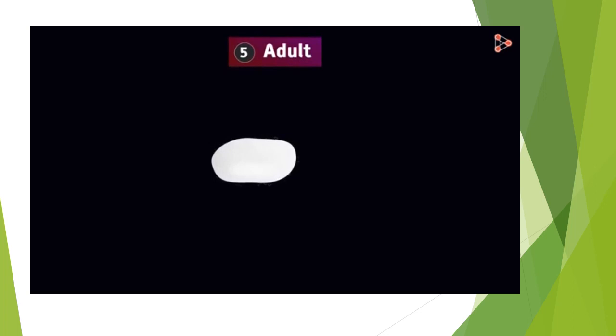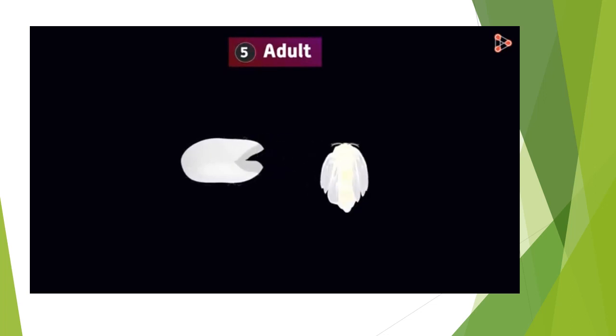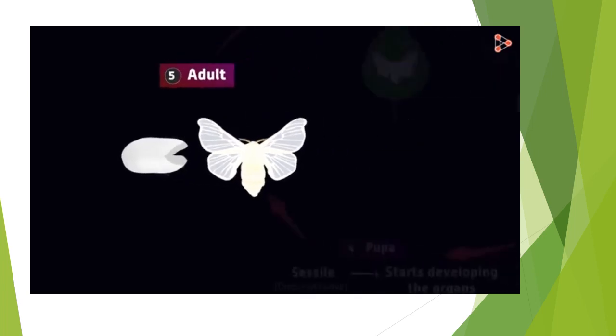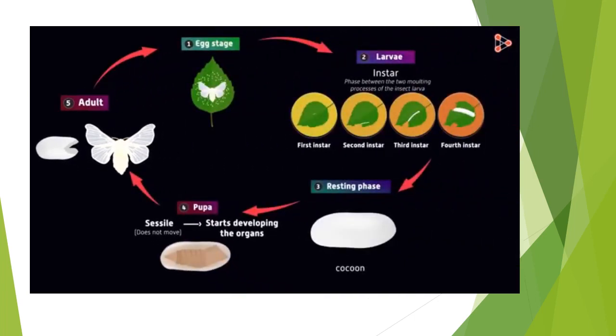The mature moth is now ready to break the cocoon and fly away. This is the complete life cycle of a silkworm. So now can you tell me how silk is obtained from these animals? The cocoon is the main source of silk threads.